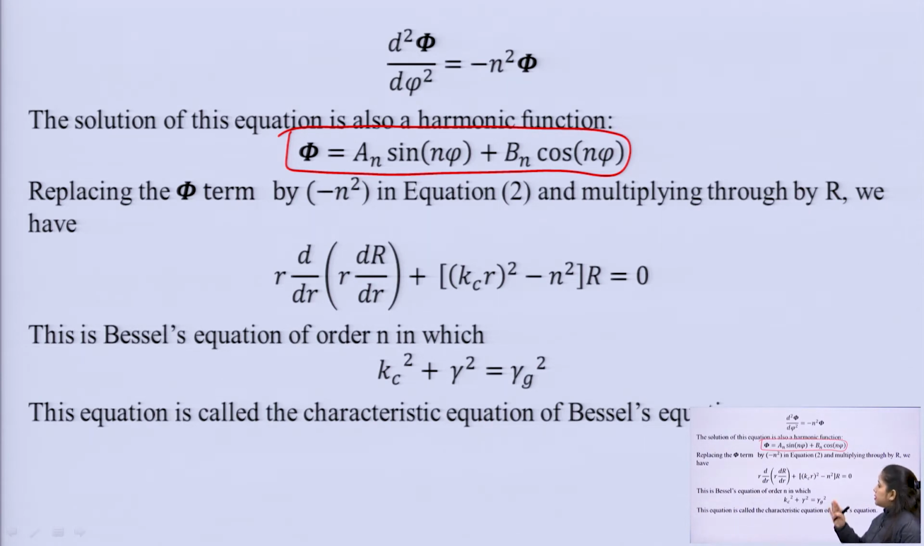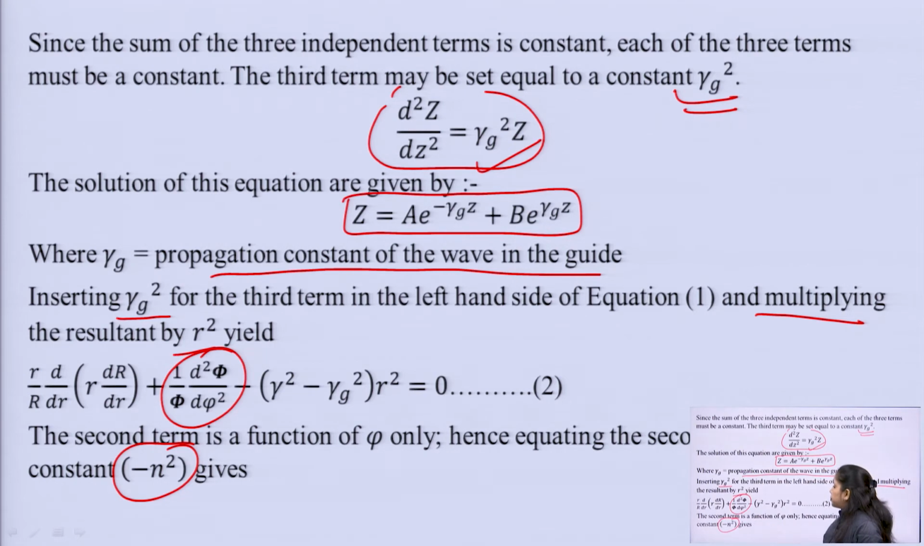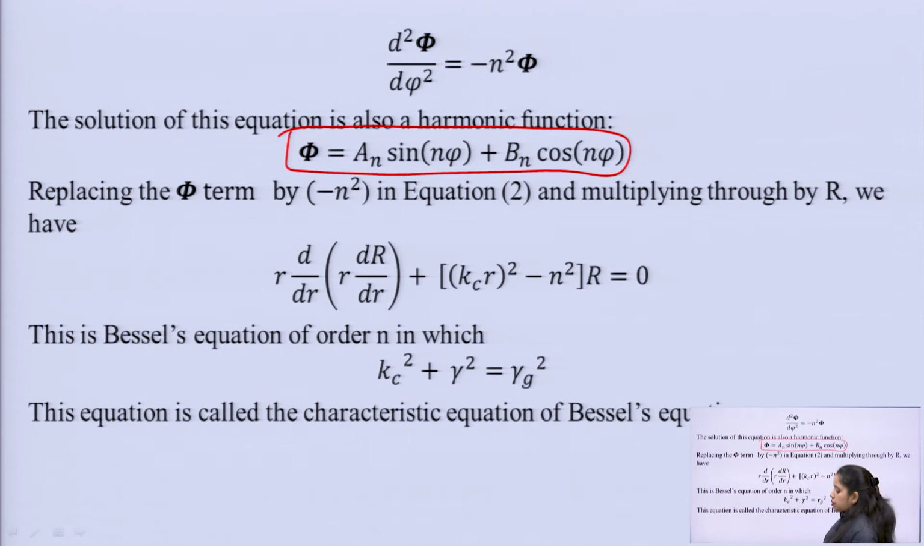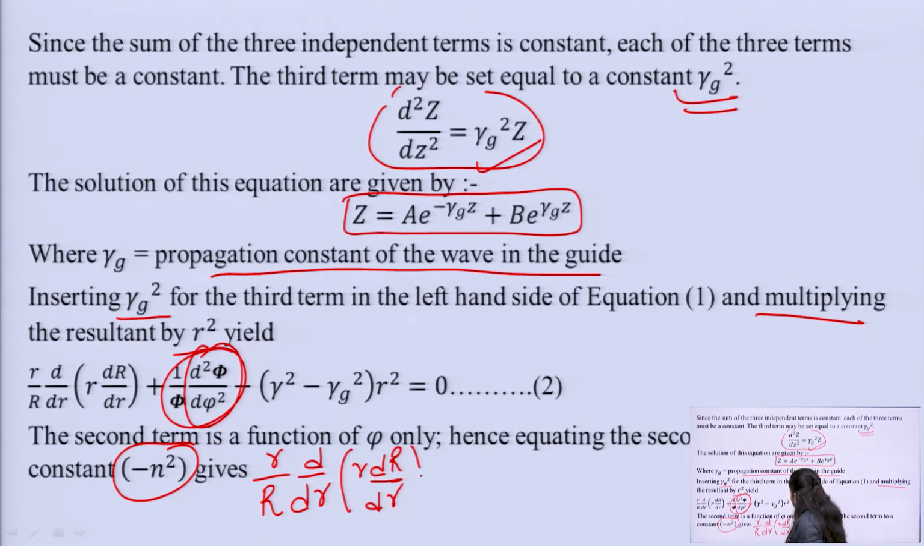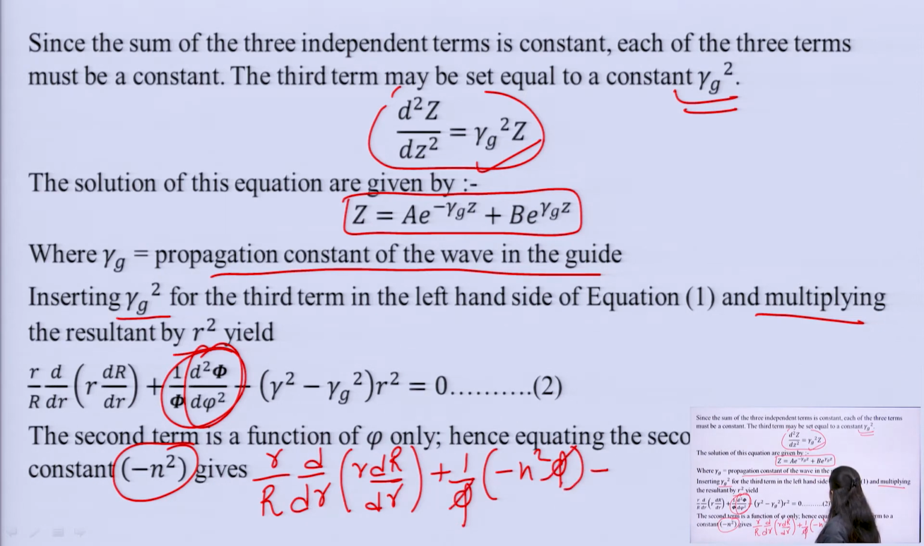Now, when we replace this minus n square in our expression, at the place of d square phi d phi square we have to substitute minus n square phi. So, go through that. Plus 1 by phi, and at the place of d square d phi square, we substitute minus n square phi. This phi gets cancelled, minus gamma square minus gamma g square r square is equal to 0. This is the expression which we are getting.